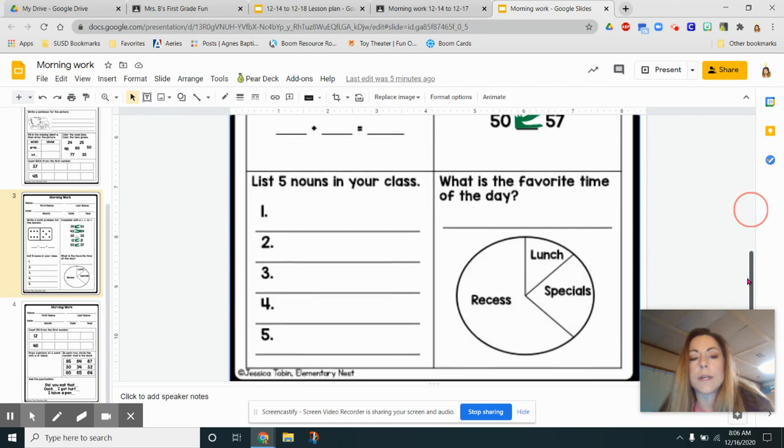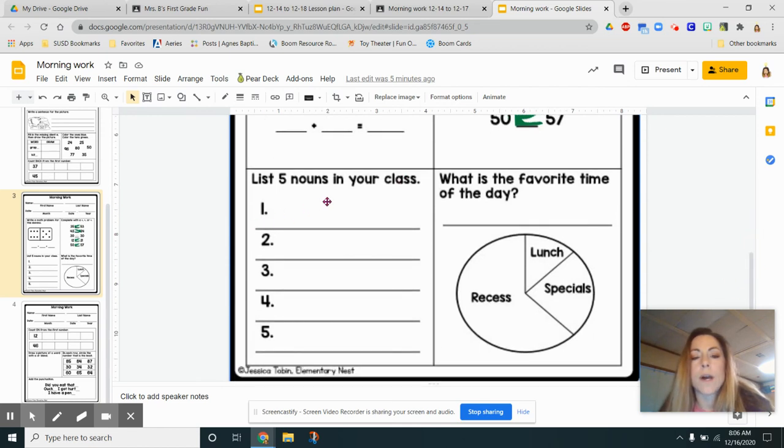All right, scrolling down. List 5 nouns in your class. You can list 5 nouns for things at your home. Persons, places, or things. Remember, those are all nouns, so list 5 nouns. And what is your favorite time of the day? Recess, lunch, or specials? That's not a word we usually use, but this refers to different types of things that we might do at school, like music or an assembly or a field trip. Okay, so pick your favorite time of the day.